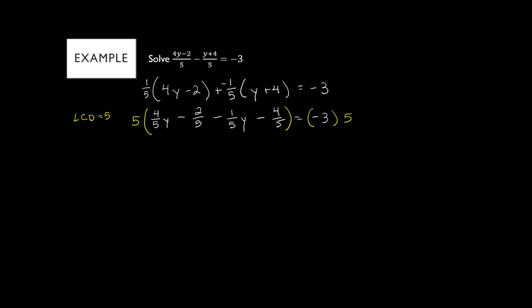On the right side, that's nice and easy. We're going to get a negative 15. On the left, I'm distributing. I have 4 things that I'm multiplying here by 5. So I have my 5 times the 4 over 5. That's going to do 5 times 4. I get 20 over 5y. My minus sign. Then 5 times 2, so I get 10 over 5, minus sign. 5 times 1, so that's 5 over 5 y. Then another minus sign, and 5 times 4 is 20 over 5. And then on the right, negative 3 times 5 is negative 15.